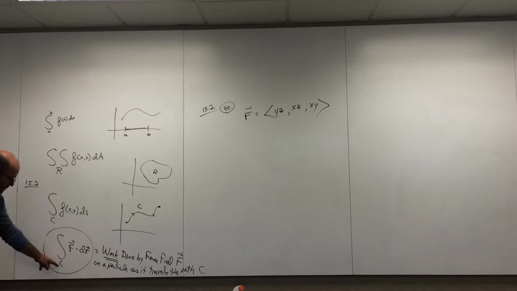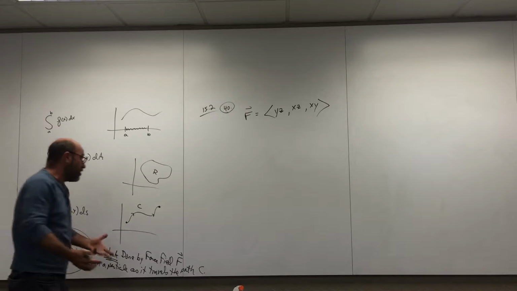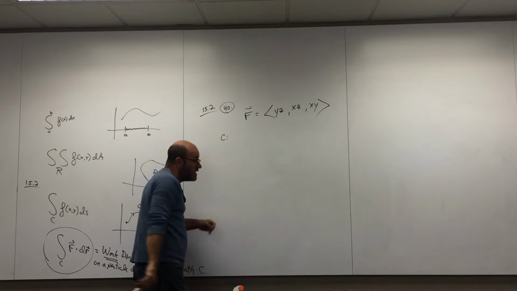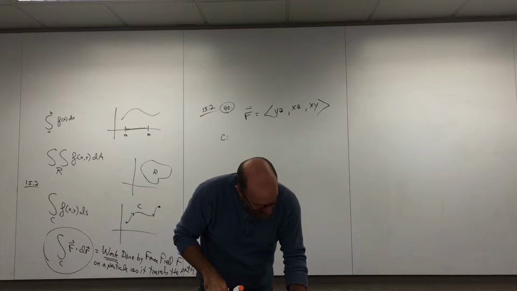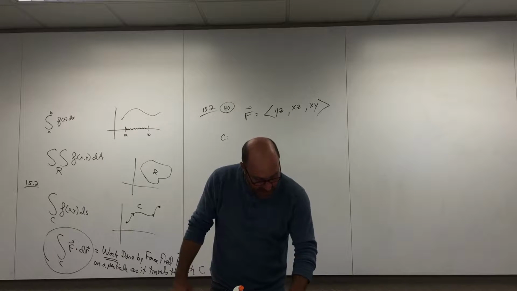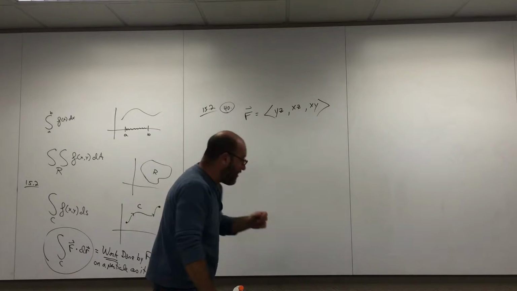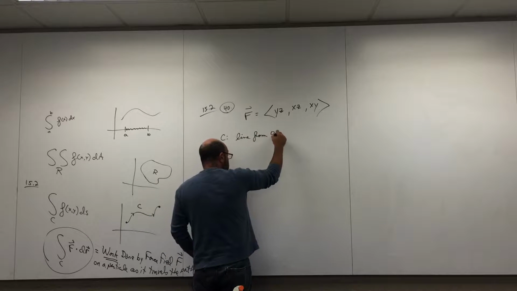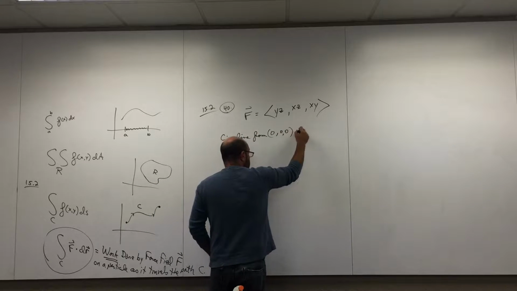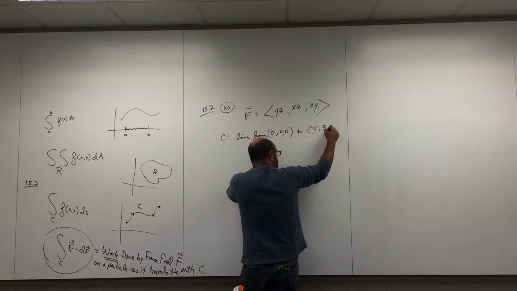The other thing I need is the path. They should give me a curve. They give me a path. Now they describe it. Sometimes they give me pictures. Sometimes they just describe it. Okay, here they say it's the line from 0, 0, 0 to 5, 3, 2. It's a line from 0, 0, 0 to 5, 3, 2.